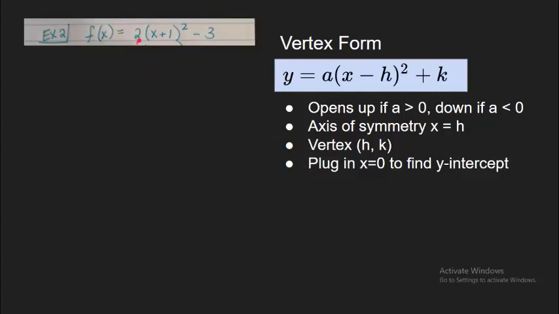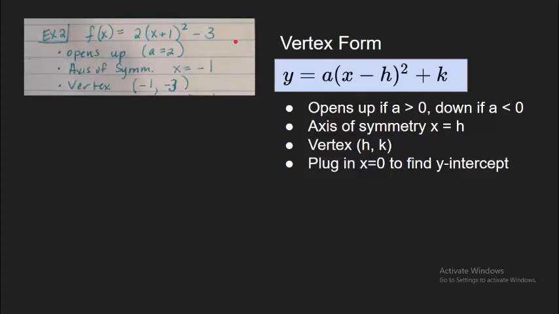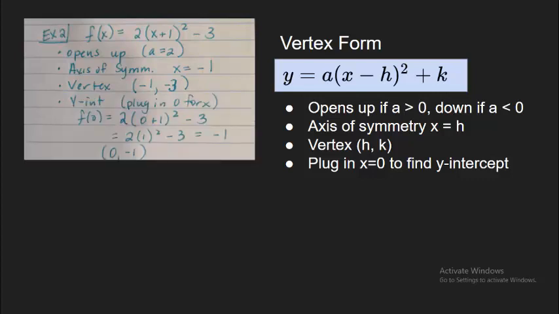And here we go. So we've got a being 2. We've got a plus 1. So remember, that means that this is essentially a minus negative 1. And then a minus 3, so our k value is going to be negative. And our h value is actually going to be negative, even though it's plus here, because that's like minus negative 1. Okay, so let's go through what we know about this one. It definitely is going to open up because a is 2. The axis of symmetry is x equals negative 1. And the vertex is negative 1, negative 3.